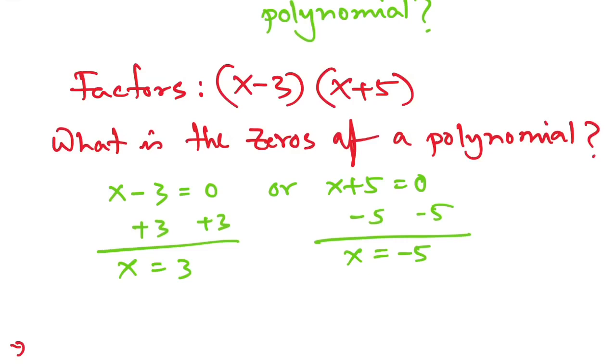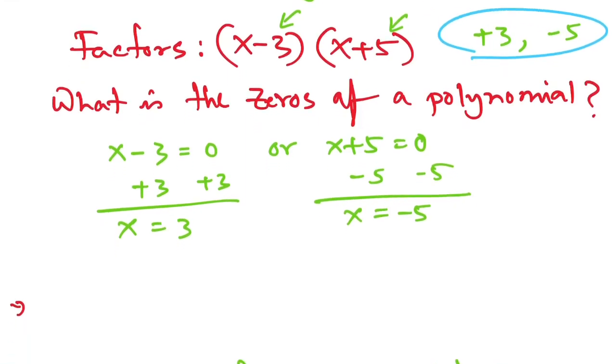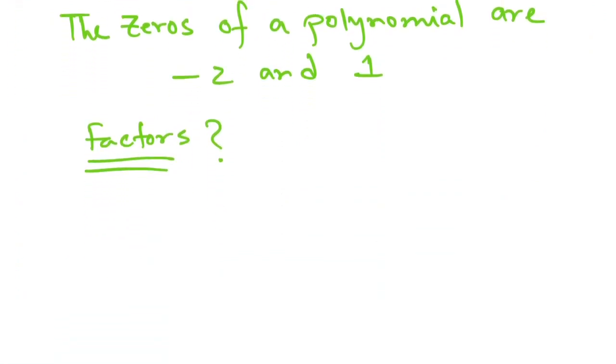The second way to solve this problem, you just take a look at the number and change the sign. If I have -3, I'm going to have +3. If I have +5, I'm going to have -5. So there are two ways you can solve this problem. To make a long story short, if they give you factors, you can find out the zeros of a polynomial. You have to set each factor equal to 0 and solve for x.